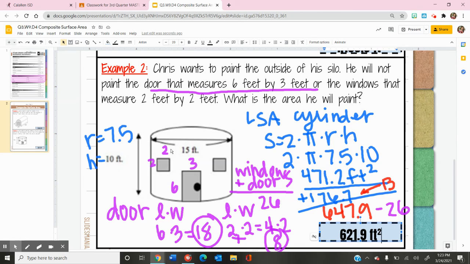Okay, so again, I found the lateral surface area of the cylinder. I found the area of the top of the silo. Those were the only things that needed to be painted. So then I subtracted the area of the door and the area of the two windows. Go ahead and complete your assignment. Once you are done with that, then you're good to go.